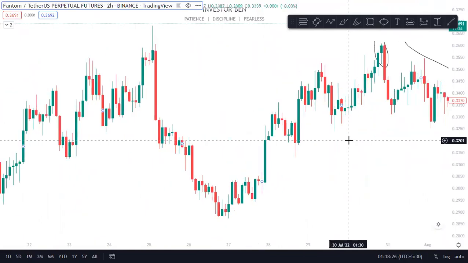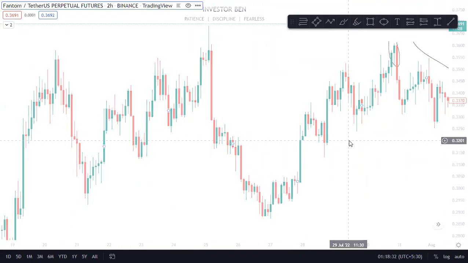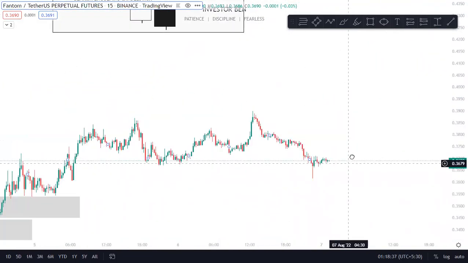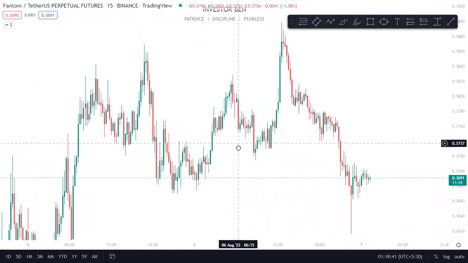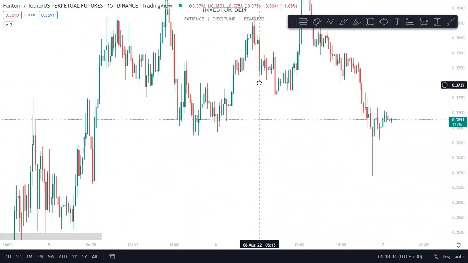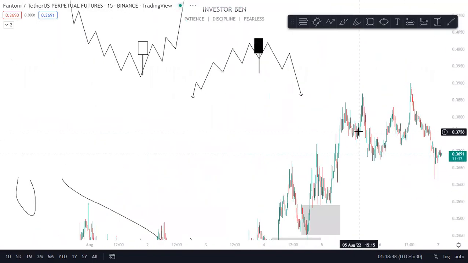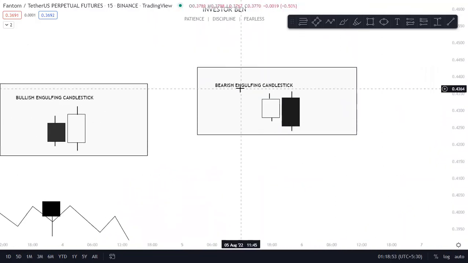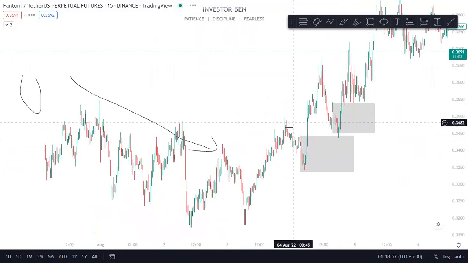Now let's look at bearish engulfing candlesticks. Let me go to the 15 minutes time frame where I can see several candlesticks. Okay, 15 minutes. Remember, the bearish engulfing candlesticks are always formed at price supply zones, while the bullish ones are formed at demand zones, right? Always look at this example. Bearish engulfing, they are always found at the top, right? Because they are sales.